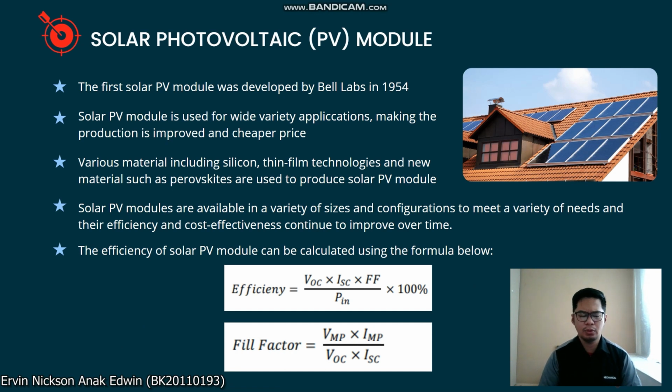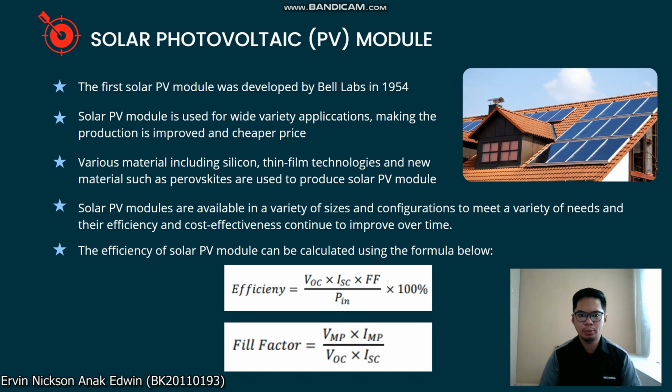Now, I'm going to present what is solar photovoltaic PV module. The first solar PV module was developed by Bell's Lab in 1904. Solar PV module is used for a variety of applications, making the production improved and cheaper over time. Various materials including silicon, thin film technologies, and new materials such as perovskites are used to produce solar PV module. Solar PV modules are available in a variety of sizes and configurations to meet a variety of needs, and the efficiency and cost effectiveness continue to improve.